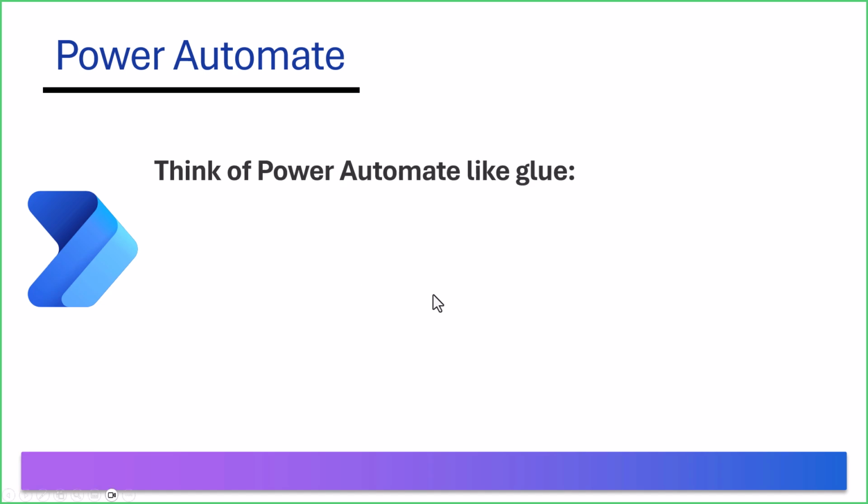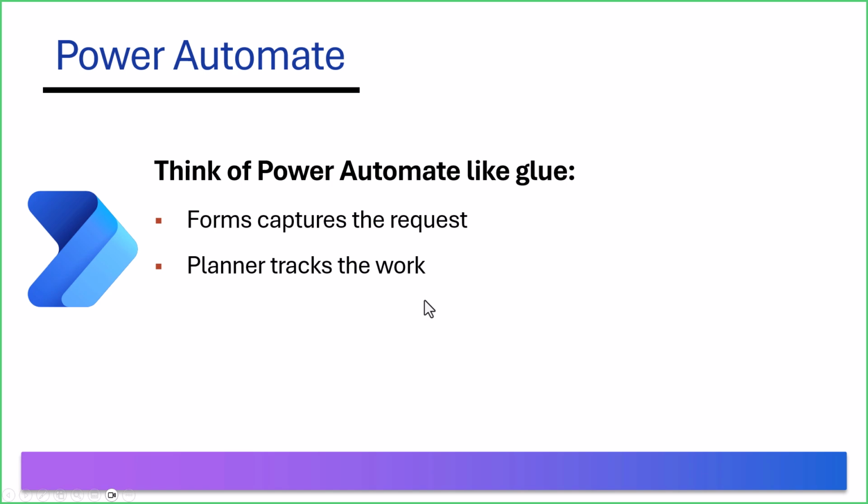And we are going to demo this, I promise, just about through these slides. But I think it's good to just see this stuff. And I can include this, by the way. Power Automate, I mentioned this before. It's like glue. Forms captures the service request. Planner tracks it, makes it visible. Loop is going to hold the context.